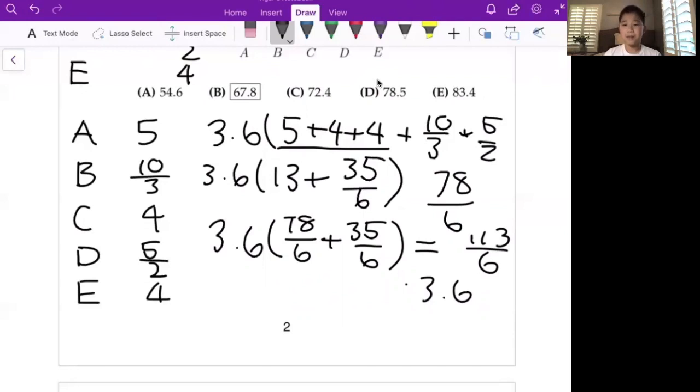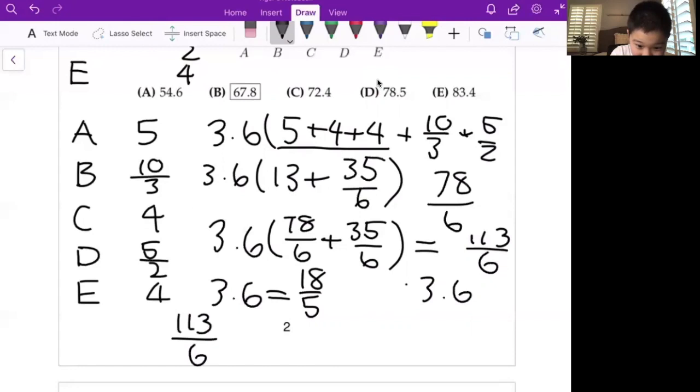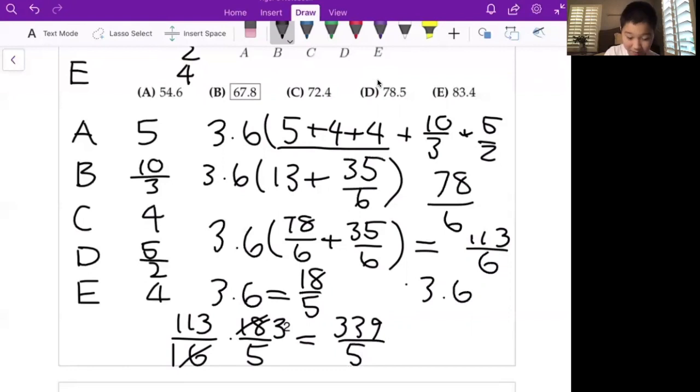Well, now, this is a bit hard to multiply unless you convert 3.6 into a fraction, 18/5. And then we can calculate this 113/6 times 18/5. This 18 and this 6, well, we can divide this by 6 to get 1. We can divide 18 by 6 to get 3. So we're left with 113 times 3 is 339. And then divided by 5. And then you can find that comes out to 67.8. You can do the calculation.